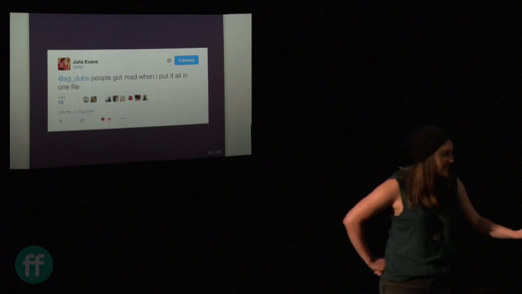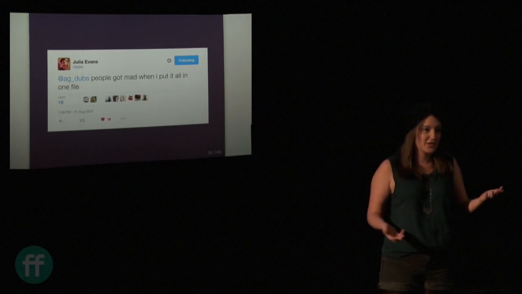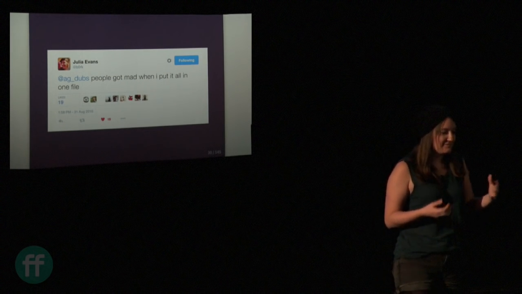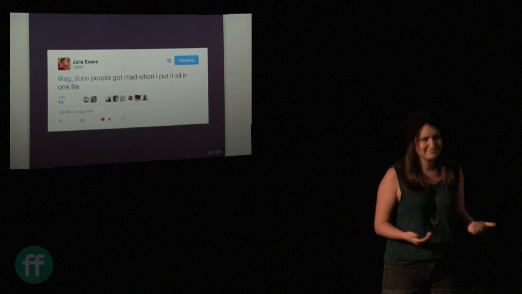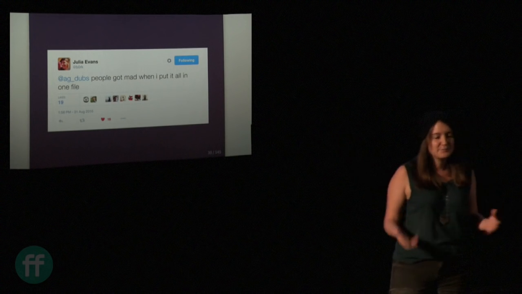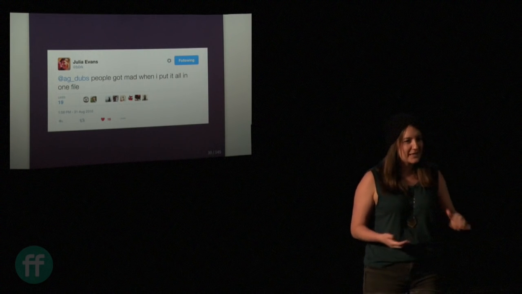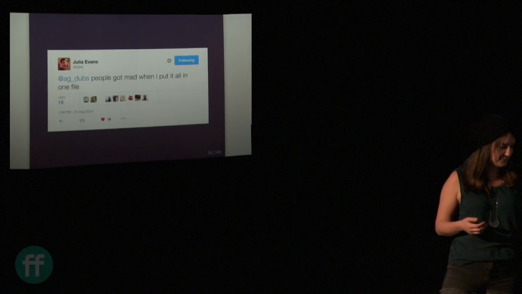So how many people have had someone get mad at you when you just put it all in one file? All right, you're all liars, because we've all done this. But this seemed to be the most honest answer. And so from this answer, you kind of get the idea that we do modularity because people want us to. Maybe you could argue they don't want merge conflicts, but it's probably a little bit more than that. But we can say that modularity is something that people really like, but they haven't really thought that much about.